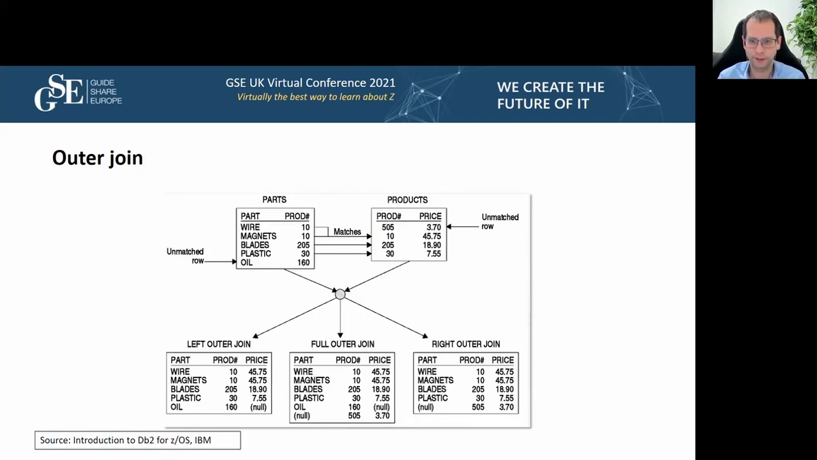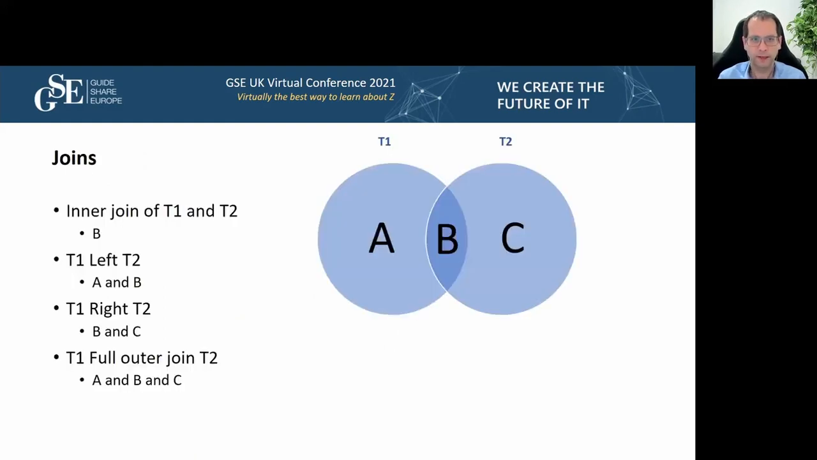I just copy pasted it because I think that this explains the difference between left, full, and right outer join on this diagram. So this is pretty cool. I tried to visualize it here as well, but I'm pretty sure you kind of understand. So what I have here is A, B, C. B is where all those join conditions are met. So that's the inner join. Then if you speak about left outer join, then we will have rows from A, even if there is no match.